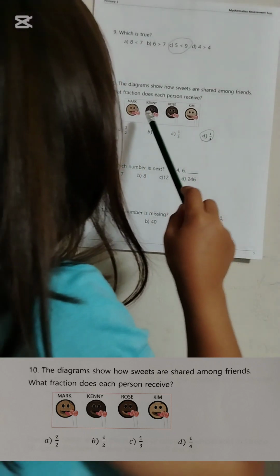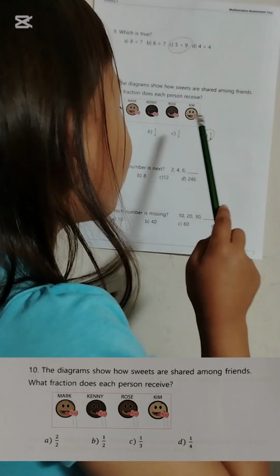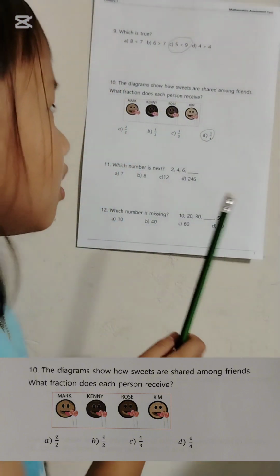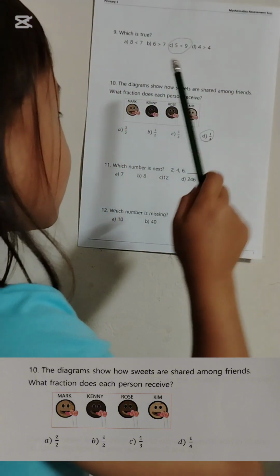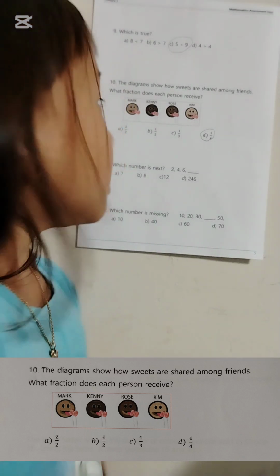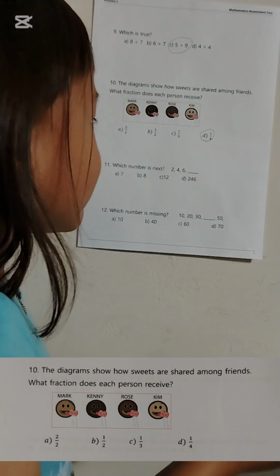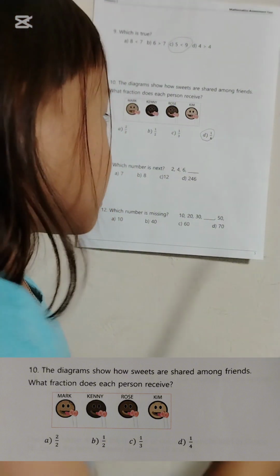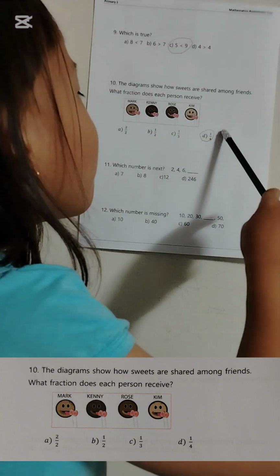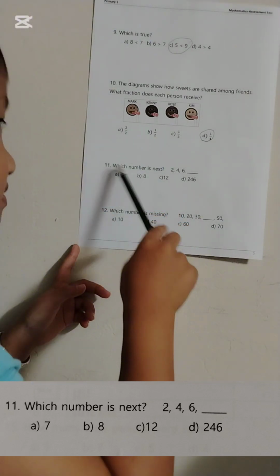And C is 1 over 3. 1 over 3, they have only 1, but we need to get 3, but that's not enough. That's not a correct answer too. So the correct answer is 1 over 4. Let's go to the next one.